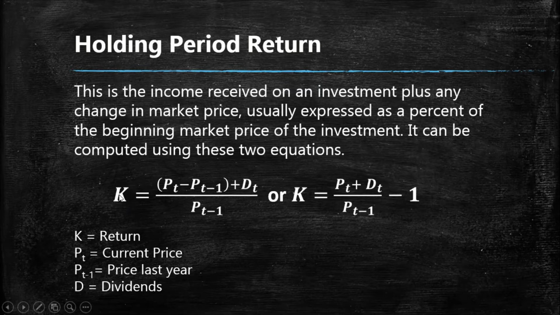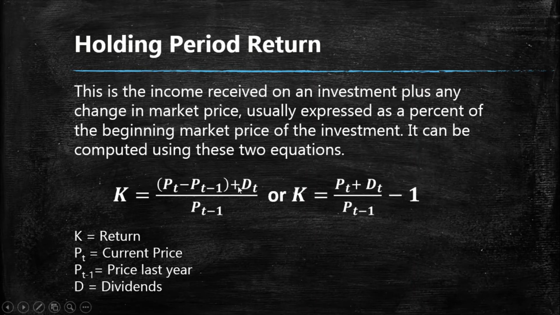Sabihin na lang natin growth in terms of return kasi hindi ka naman mag-i-invest kung wala kang growth na inaasahan. So, K is return. It is equal to your price last year. This is PT. There you go. I'm sorry. PT is your current price. That's the price today. Minus your price last year. Okay, so you will get the difference of these two.